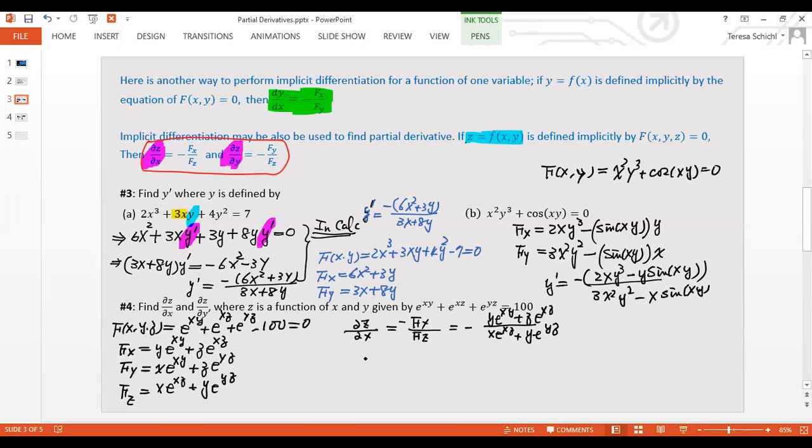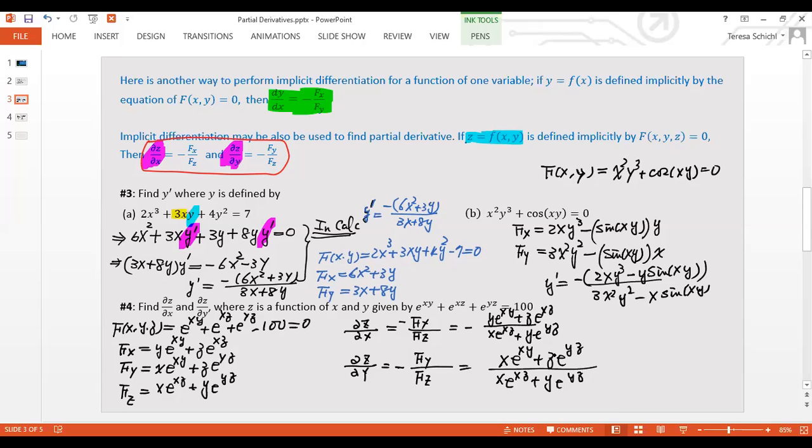So the same thing here for partial z, partial y. The partial z, partial y will be negative f of y, f of the z. So still the same, you put the partial z on the denominator, xe to the xz plus y e to yz. Then the top is partial f of y. So this is x e to xy plus z e to yz.